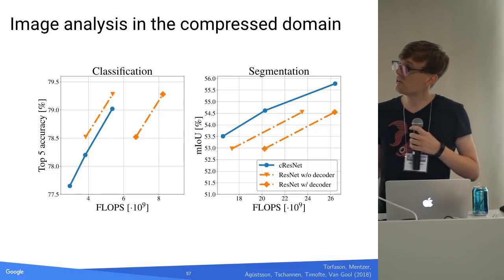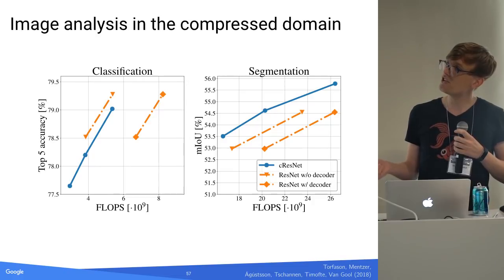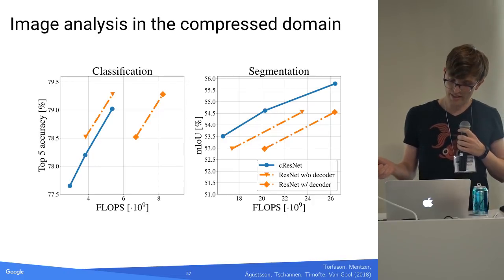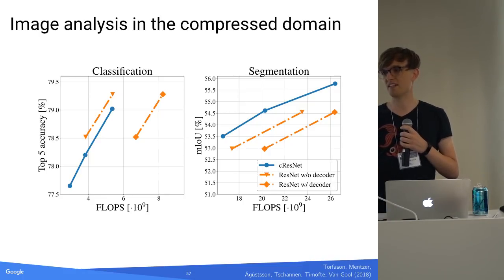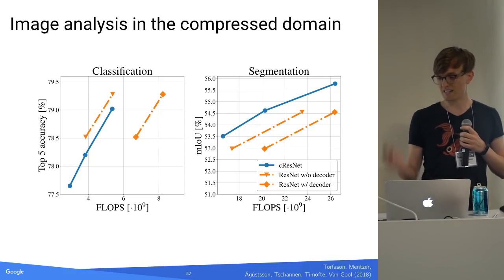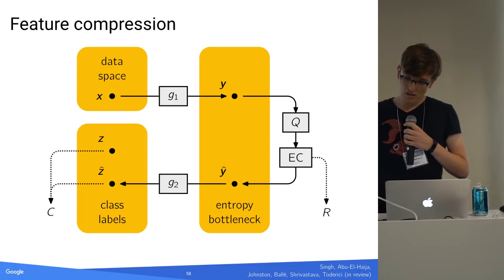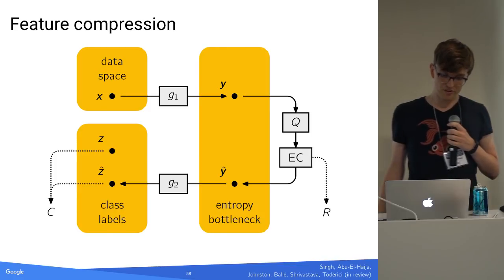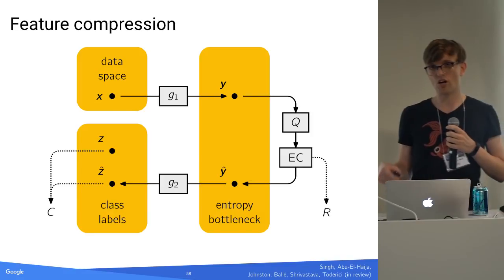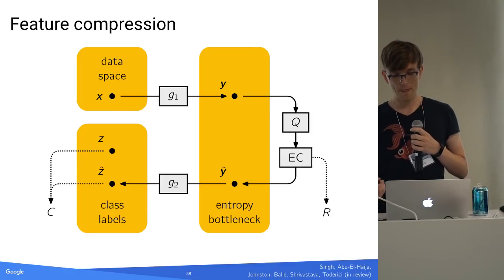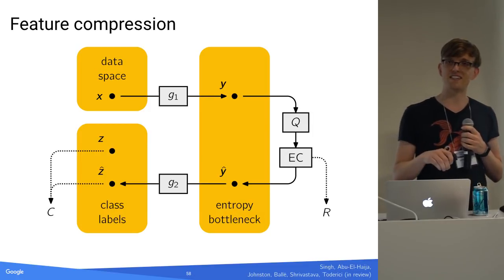And this study here compares floating point operations directly with classification or segmentation accuracy. And they basically find that, well, you can save some computational complexity if you run your classifier directly from the compressed domain. We can even take this a little bit further. For some applications, it could actually be interesting to not compress the image itself, but just compress enough data so that you can analyze the image.